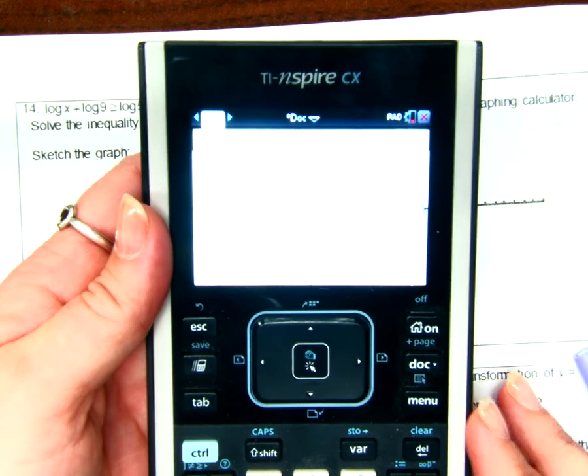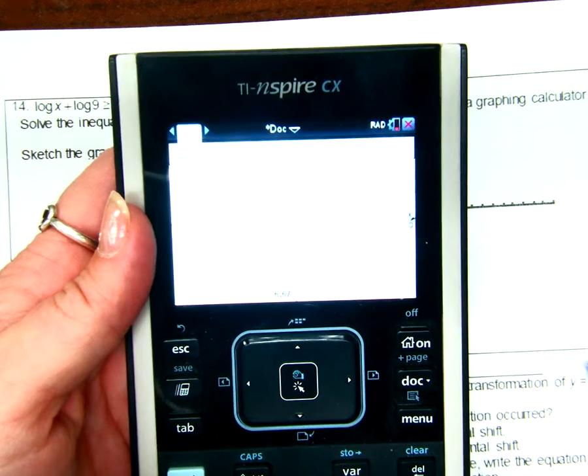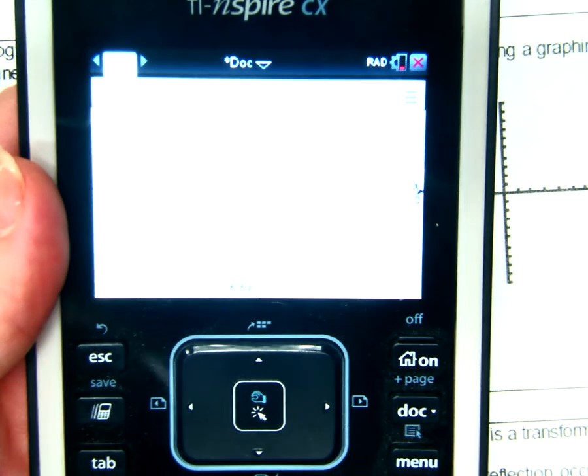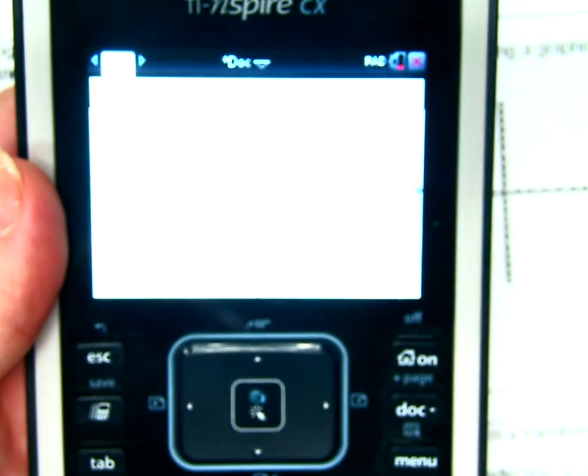Are you going to be nice today? No? Let me zoom in a little bit more, see if it'll be nice. Now are you going to be nice? Almost.